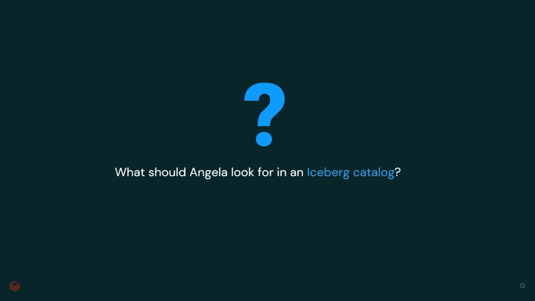All right, so this is a lot harder than we thought. We started with a really great picture with all different Iceberg connectors, and now we have a bit of a shrunken ecosystem. So for Angela, what should she be looking for when she chooses an Iceberg catalog?